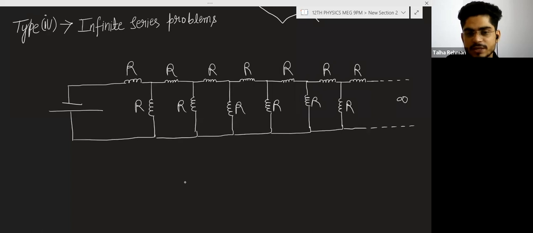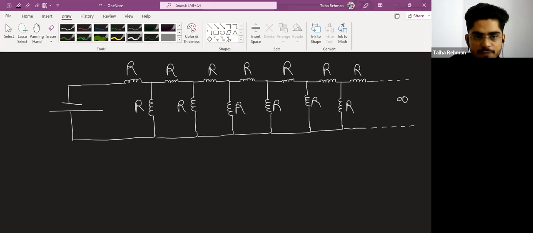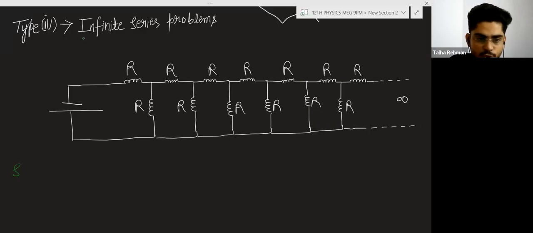And this combination means all these resistances are connected infinitely, meaning this circuit is infinitely long. A large number of resistances are connected like this, and you have to find the equivalent resistance of this. So Hamza, you will just follow the steps that I am telling you for solving this type of circuit.